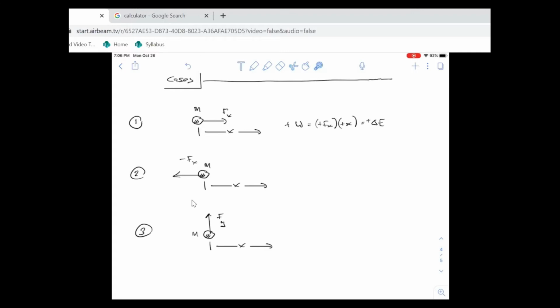Okay. In this case, notice that the force is opposing motion, right? So force is along the negative x direction. Motion is along the positive x direction. So you have negative times positive. So this is going to be negative work, which means that the energy is going to be lost. All right, so here the energy is gained. Here the energy is lost.